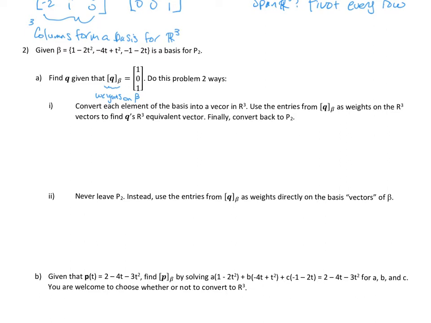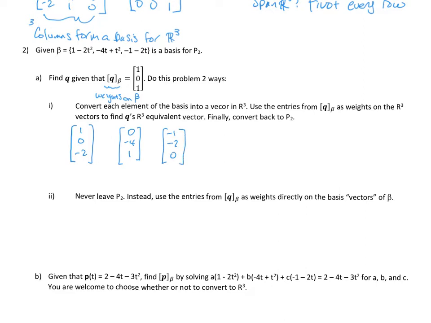Convert each element of the basis into a vector in R3, and then use the entries from the coordinate vector with respect to beta as weights on the R3 vector. Okay, let's do that first. So let's see, convert to R3. So I have 1, 0, negative 2, 0, negative 4, 1, and negative 1, negative 2, 0.